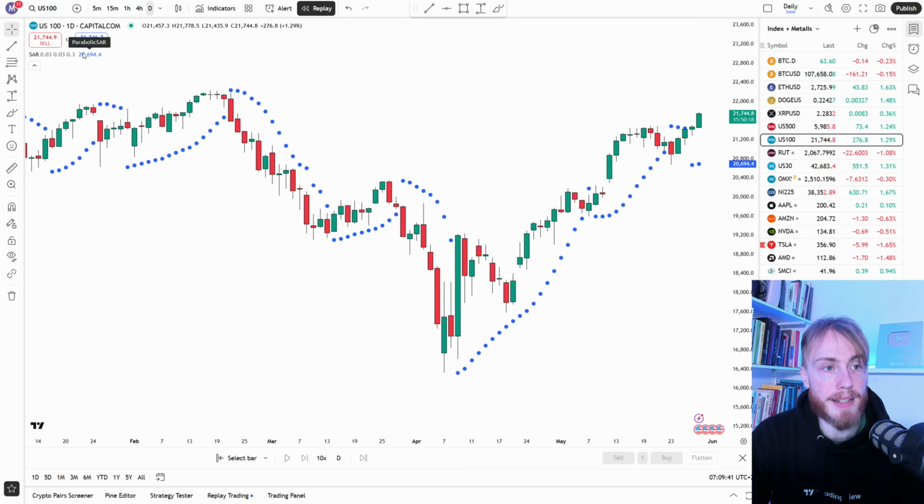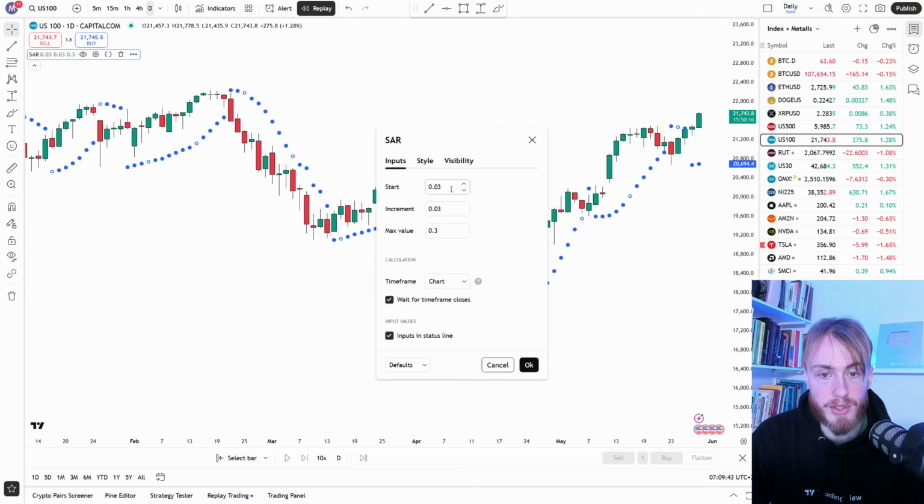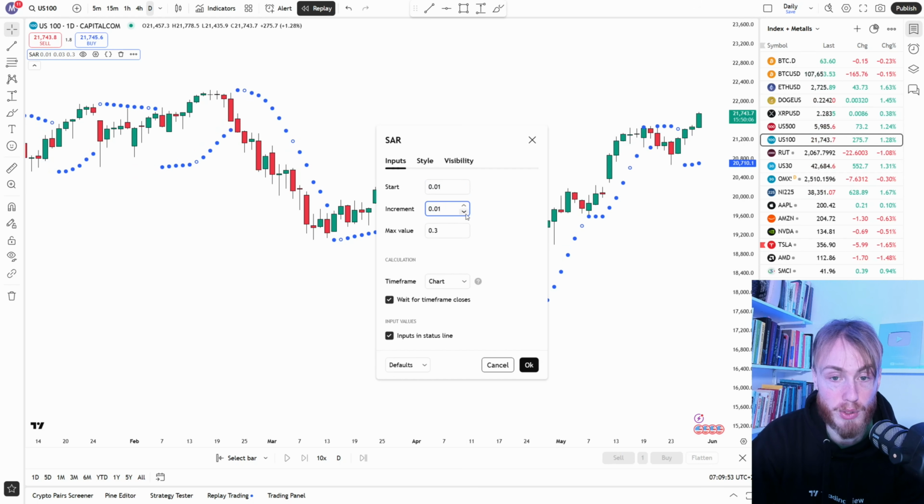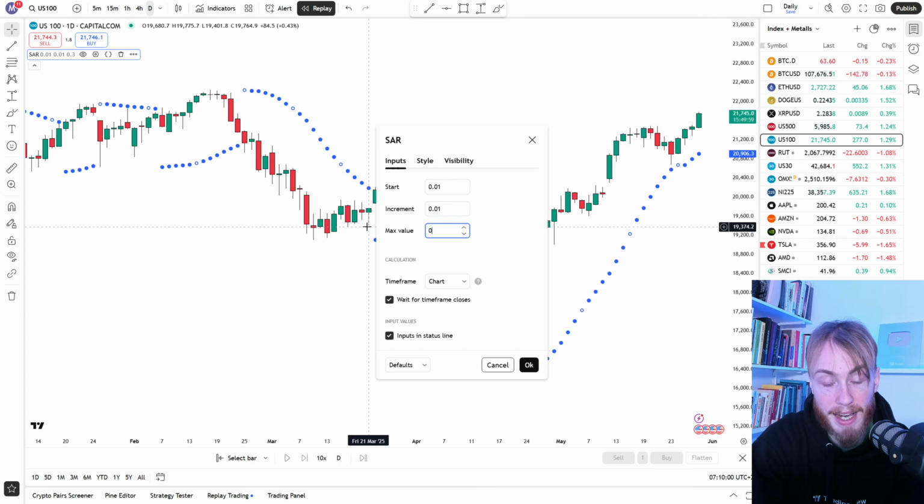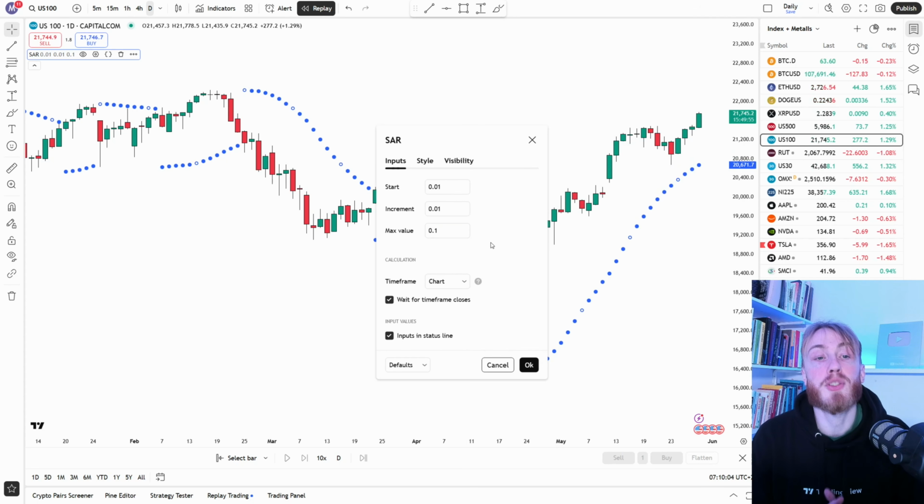But now let's go back here to the settings, because I do want to show you guys one more setting here, and that is to actually change the start to 0.01, the increment to 0.01. Remember, we tend to have this one the same. And let's also change the max value to 0.1. These settings are much more suitable for longer term trading.